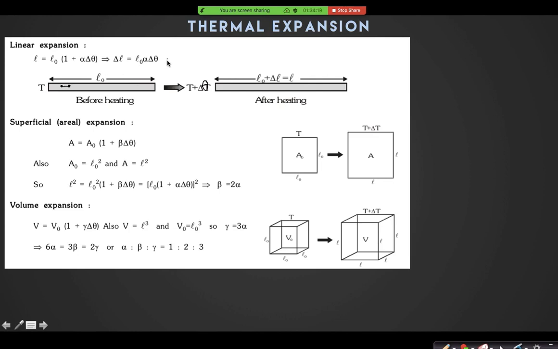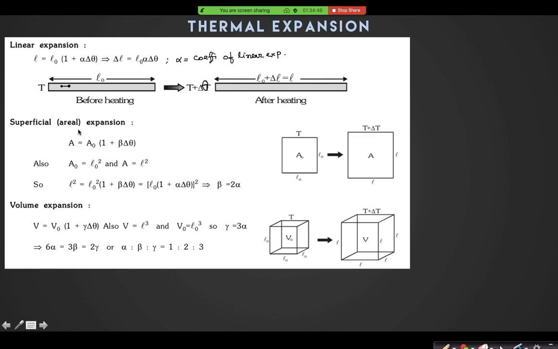Here alpha is known as the coefficient of linear expansion, right? Its unit is simply per degree Celsius. Because delta L and L naught have the same unit, so it will be per degree Celsius or per Kelvin, something like that.